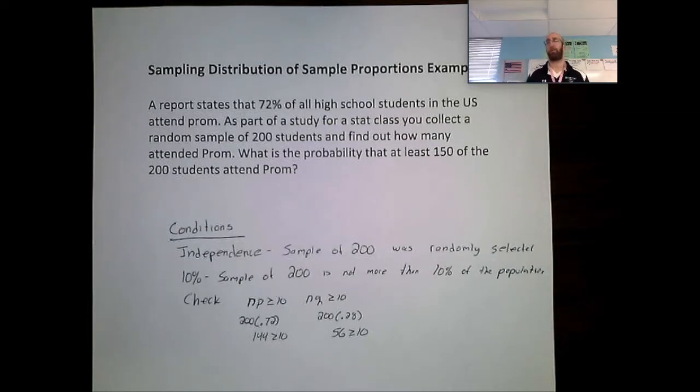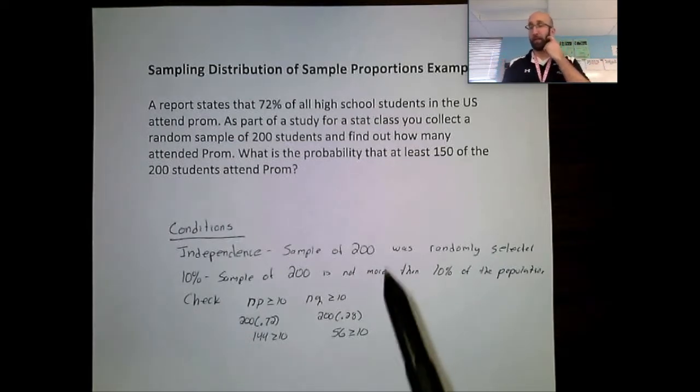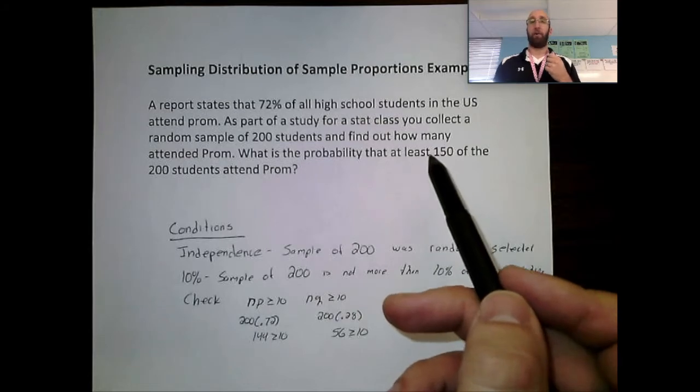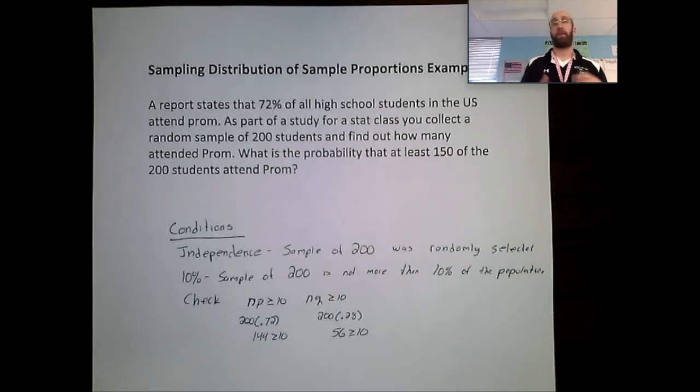So essentially what we're doing here is we have information about a population, okay? And we want to see, what is the probability my sample meets certain conditions? Specifically, what's the probability that at least 150 of my 200 say, yeah, I'm going to be attending prom. So we're comparing our sample, hopefully against a bunch of other samples, which is a sampling distribution.